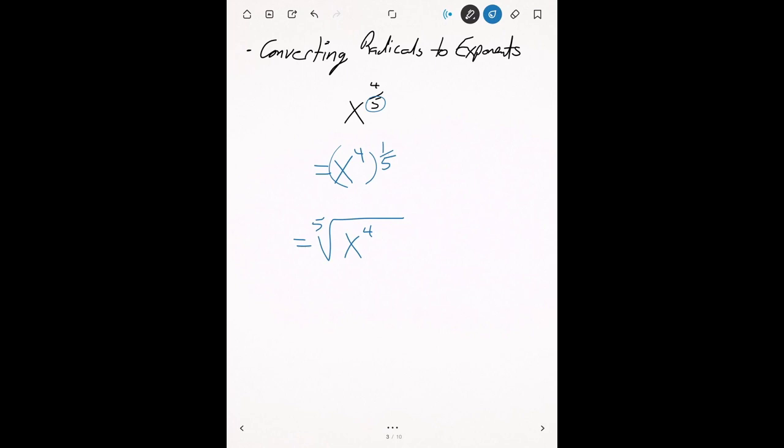So when you have rational exponents, the numerator is your exponent. That's the one that behaves just like a normal exponent does, the numerator. The denominator, this denominator is your root. That's the thing that controls what root you're taking.